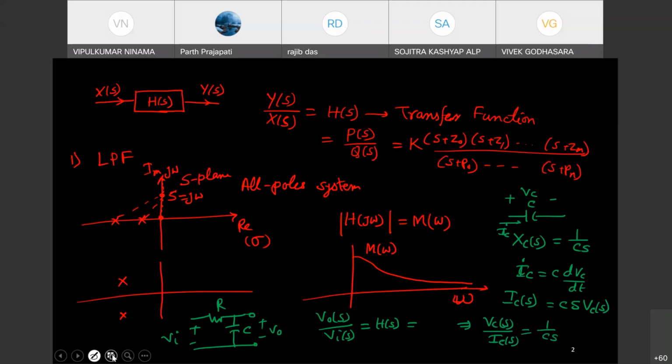Similarly, if you have an inductance L, and voltage across the inductor is VL, and inductor current is IL, what is the relation? VL equals L dIL by dt.